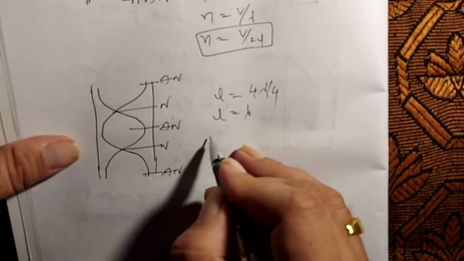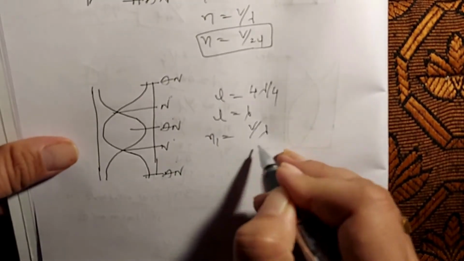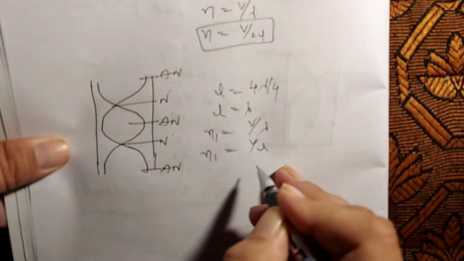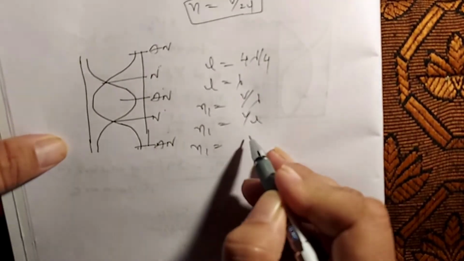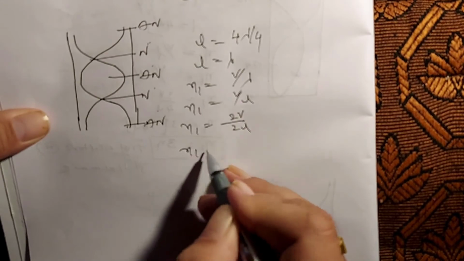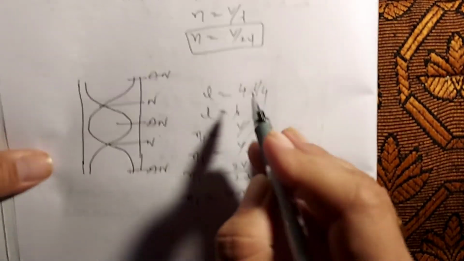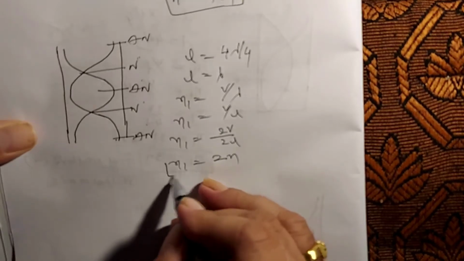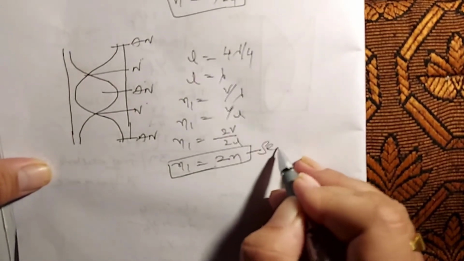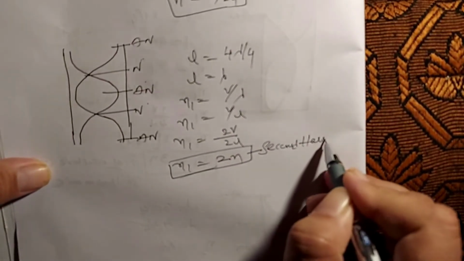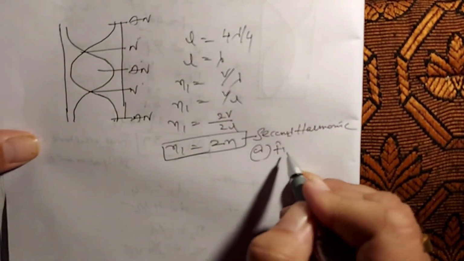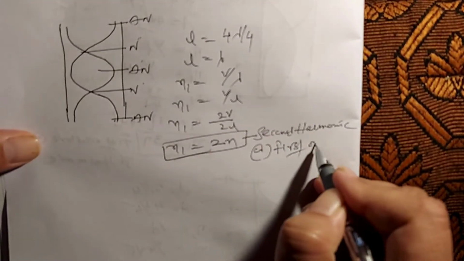Now the air column vibrates with frequency N1 equal to V by lambda. So N1 is equal to V by L. Now multiply and divide the fraction by 2: N1 is equal to 2V by 2L. So N1 is equal to 2N, since V by 2L is written as N. What is the name of this frequency? This frequency is called second harmonic, or the first overtone, the first higher frequency after the fundamental frequency.